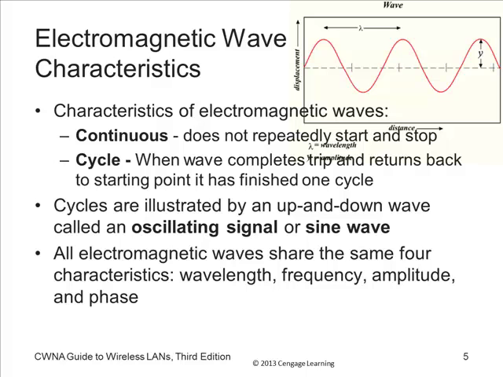But it's an oscillating signal, a sine wave. Electromagnetic waves share the same four characteristics. They have a wavelength, a frequency, an amplitude, and a phase. Amplitude is how much signal is on it, how much power is on it. The wavelength is the distance peak to peak, starting point to starting point, from one complete cycle to the other. The phase is from one start point to the other, and we'll look at that in a minute.